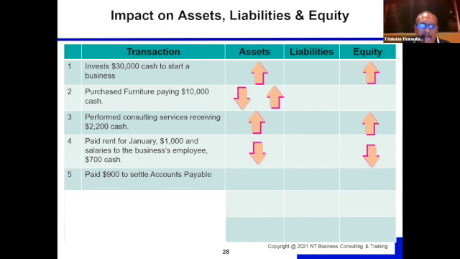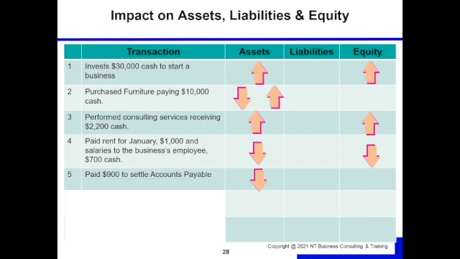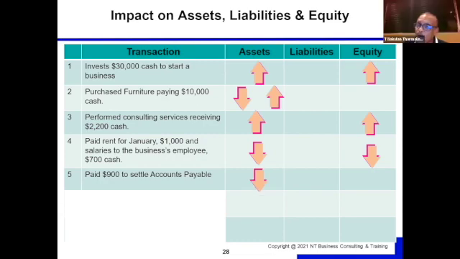You paid $900 to settle accounts payable. So you paid cash $900. What happens to your asset? Asset goes down. And equity goes down? No. Liability goes down. Accounts payable is a creditor. You have already recorded the expense before this, and that's why it transformed itself into a creditor. It's a liability. By paying the liability, your liability goes down.